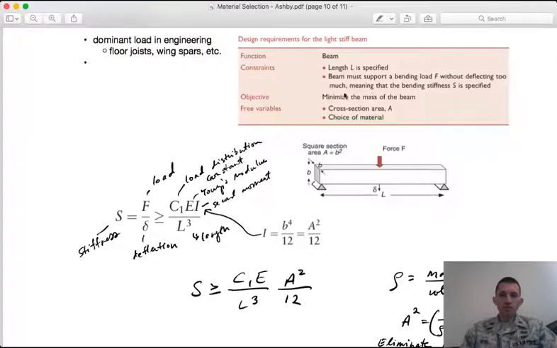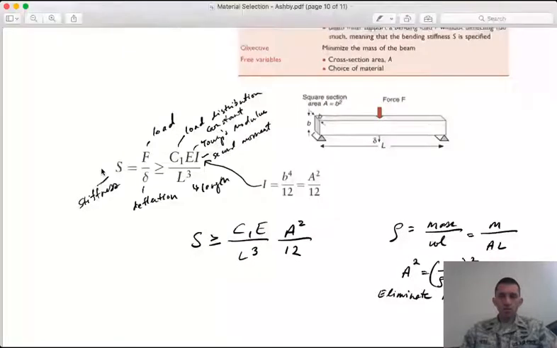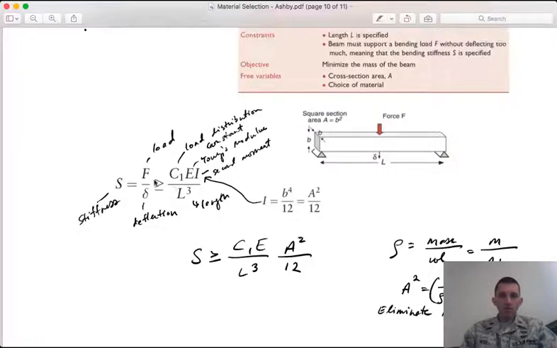Our performance variable, our objective, is mass. So we want to have a function that gives us mass and allows us to isolate the material properties, ideally. And so our constraint is stiffness. We have a specified stiffness. And so a functional form for that is, stiffness is load divided by deflection. So you have a high stiffness if you have high loads and low deflections. And we're saying here that we have a minimum value for this. So the stiffness must be greater than this expression here.